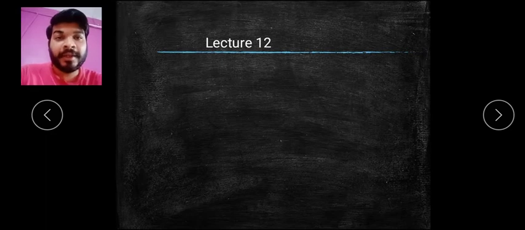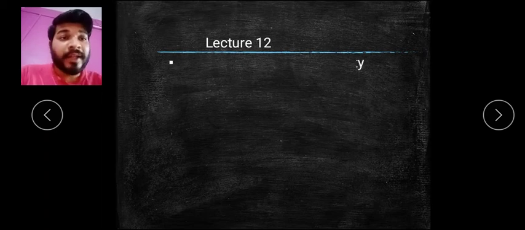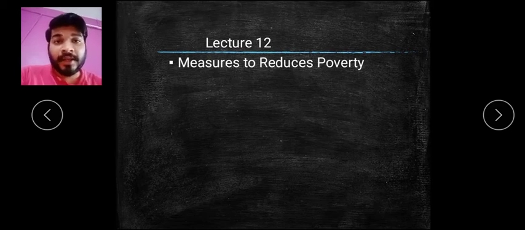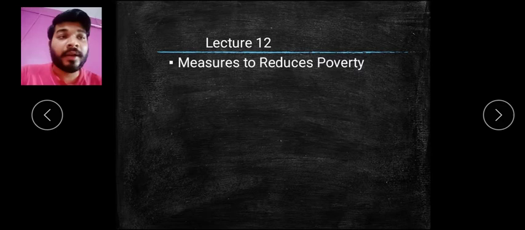We are continuing with chapter 5, poverty, and this is the 12th lecture. We have already completed causes of poverty. Now today we are going to start with measures to reduce poverty. So in this 12th lecture our topic is measures to reduce poverty. Here we are going to look at how many different ways and techniques there are, or what all things need to be improved so that we can reduce poverty in our area.